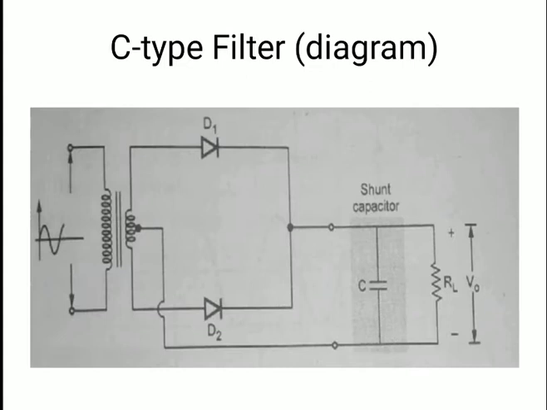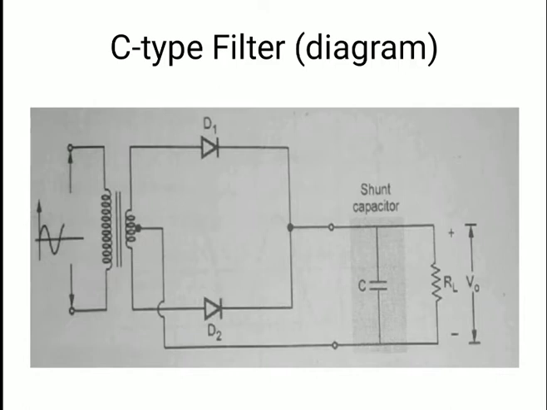The first one is the C-type filter. Basically, a filter is used after the rectifier, because the rectifier converts the AC into pulsating DC, and the filter converts that pulsating DC into pure DC. Here you can see the capacitor is connected in parallel with RL. You can connect the capacitor to any rectifier, that is half wave, center tap, or bridge, but you have to keep in mind that you must always connect the capacitor in parallel to the RL. Now let us see how it works.